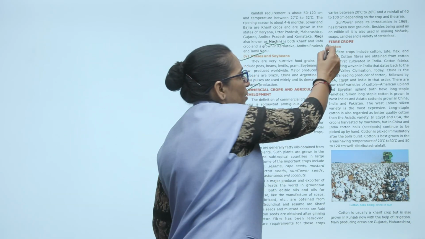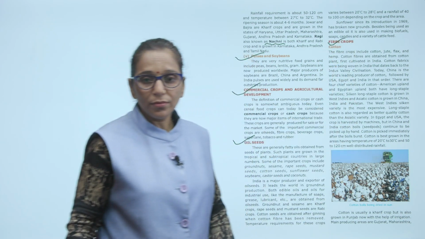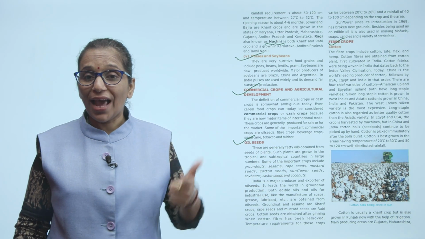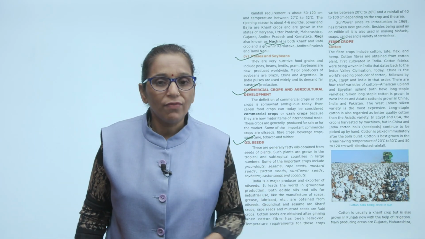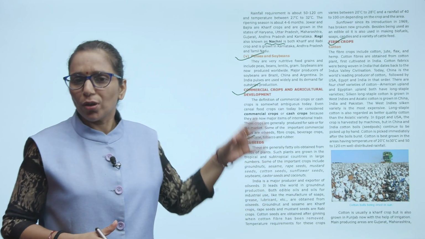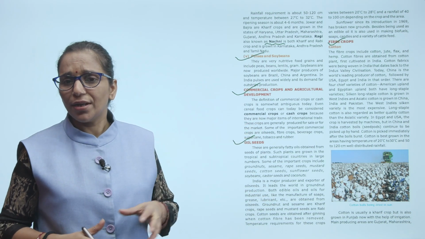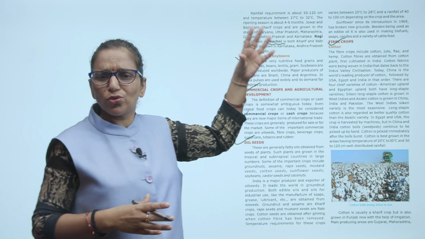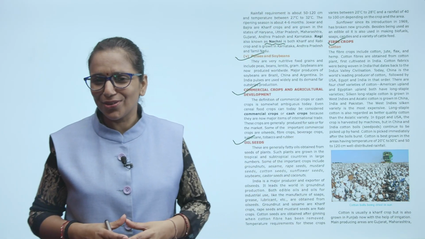Moving to the fiber crops. Cotton. Cotton is a fiber. Apart from cotton, jute, flax, hemp. They are also fiber crops. Cotton fiber is obtained from the cotton plants that was first cultivated in India. Cotton fabrics were being woven in India that date back to the Indus Valley civilization. It is a very old cultivation.